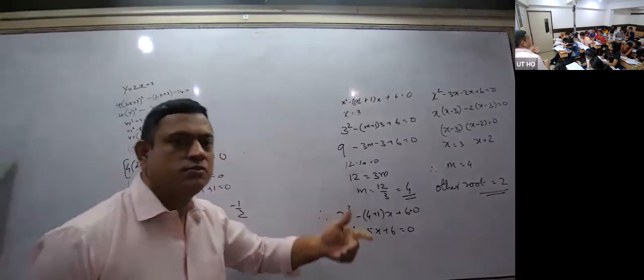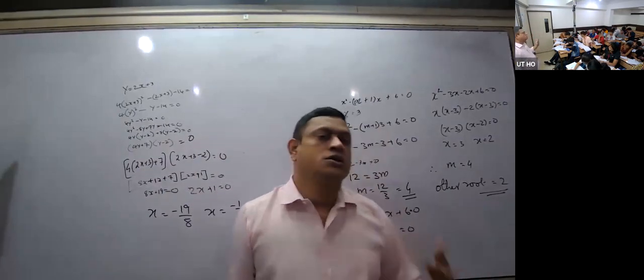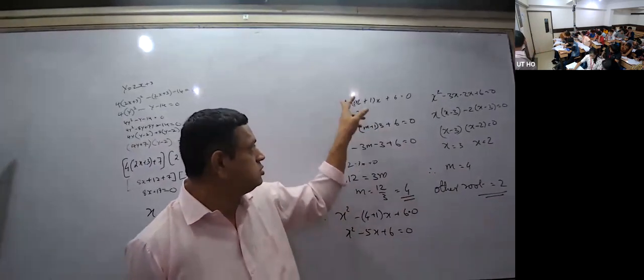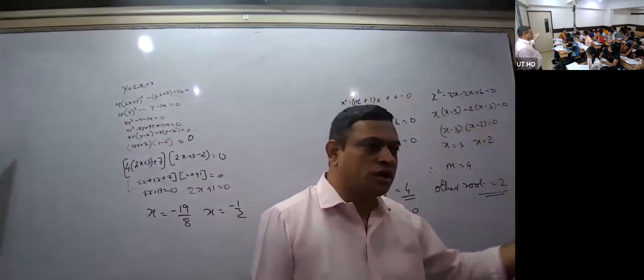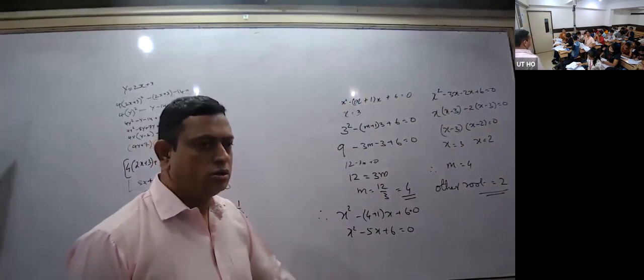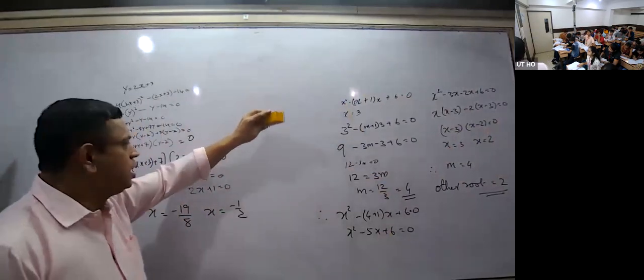See, what is the meaning of the solution? It is the value of the variable which satisfies the equation. So 3 is the solution means x should be 3 and LHS will equal RHS. Okay, now completed.